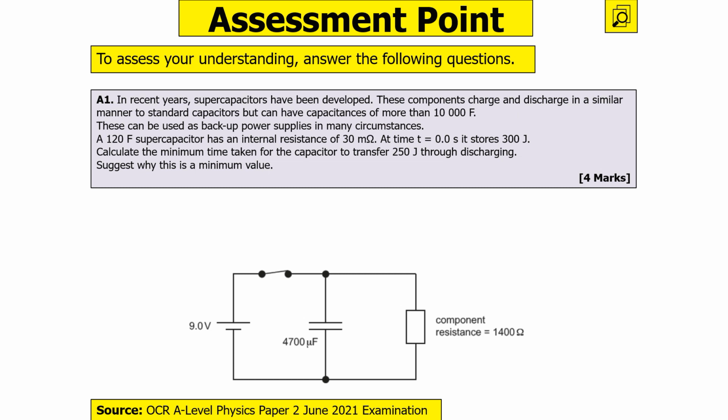Calculate the minimum time taken for the capacitor to transfer 250 joules through discharge. Suggest why this is a minimum value. So pause the video now, then unpause the video when you want to go through your answer.